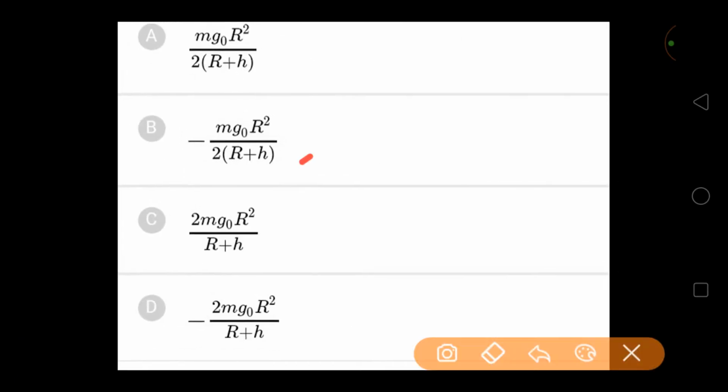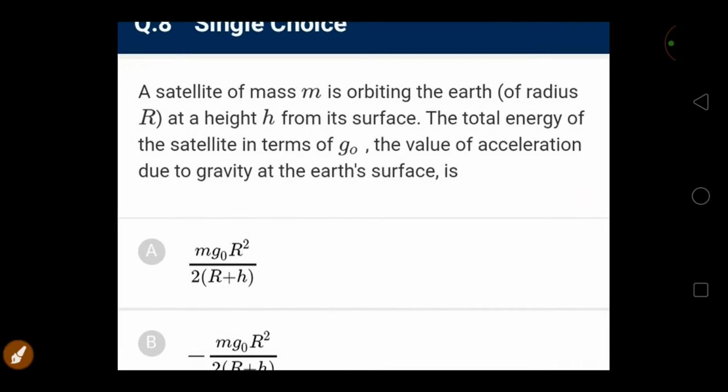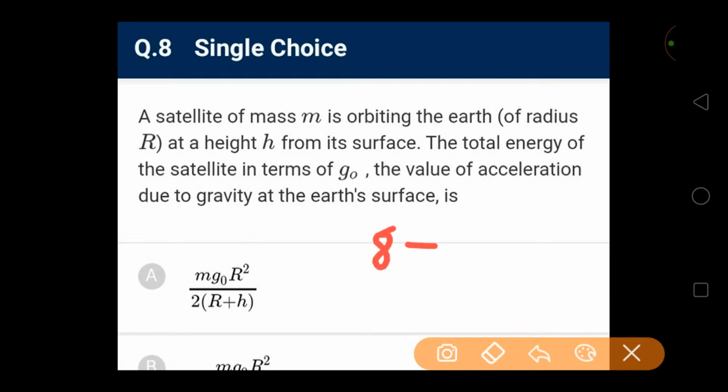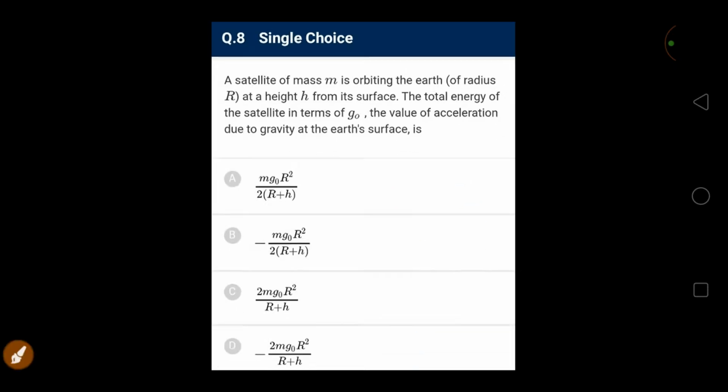So only these two options you can select because total energy has to be negative. Then only it is bound to the earth. Total energy negative means it is under the influence of something. So only two options are there, and this is absolutely right because total energy is equal to potential energy by 2. Right. So eighth question, B is right. Next.